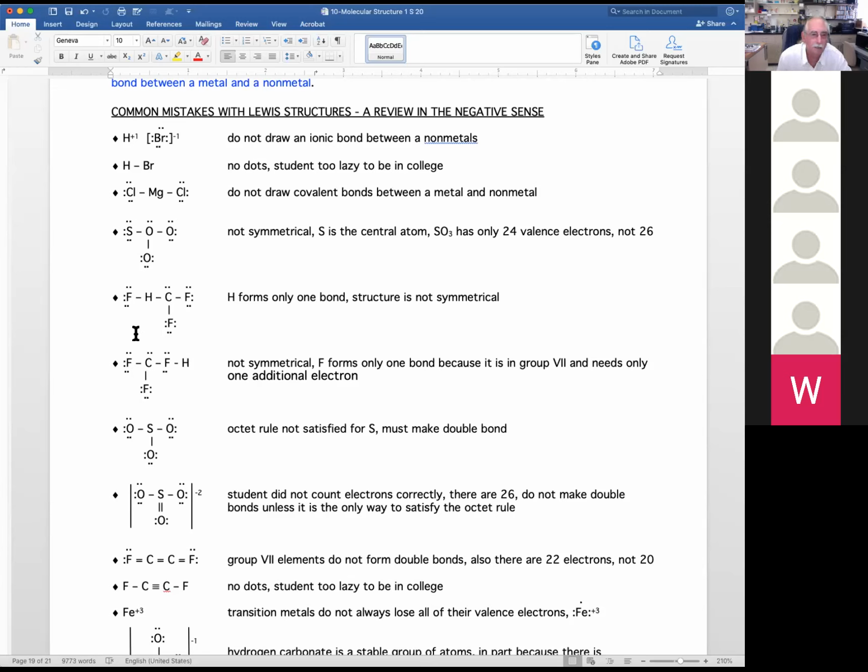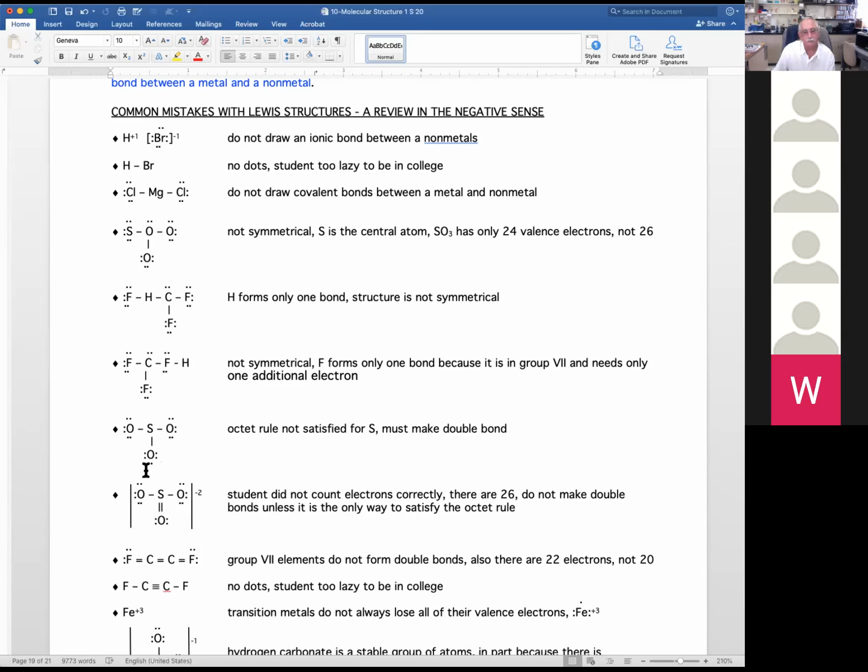And besides that, hydrogen can never be a central atom because it only forms one bond, because it wants to go from 1s1 to 1s2. Again, not symmetrical. Also, fluorine does not form 2 bonds. Look on the periodic table, it's in group 7. It wants to gain 1 more electron to become s2p6.